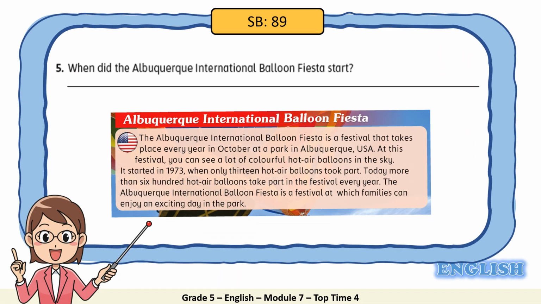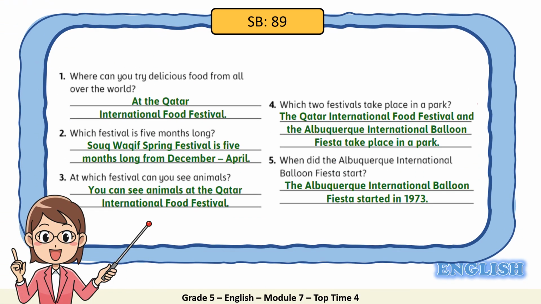Question number 5. When did the Albuquerque International Balloon Fiesta start? Well, the answer is very clear. It says here that it started in 1973. Here are all the answers for exercise number 3. Make sure you wrote them all correctly.